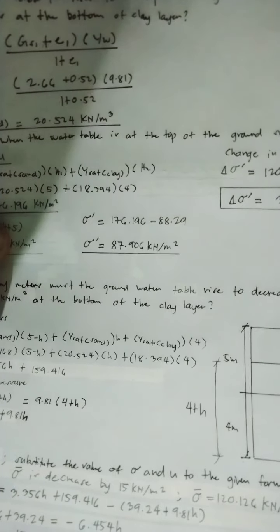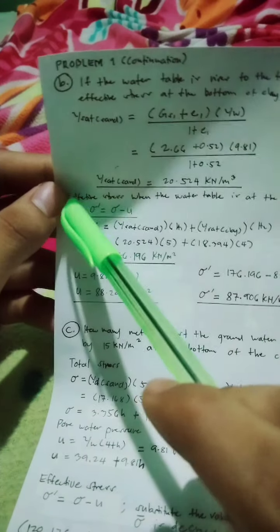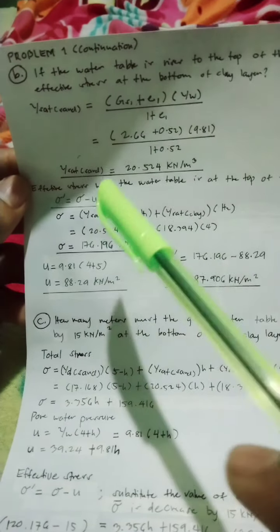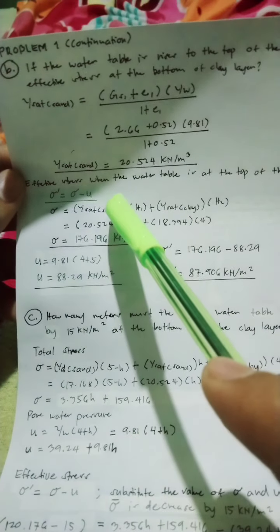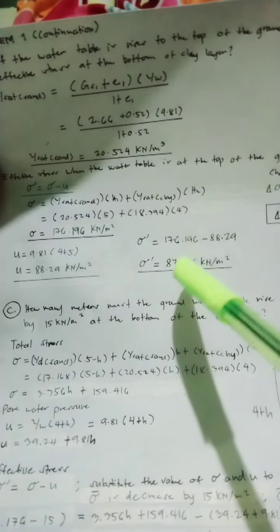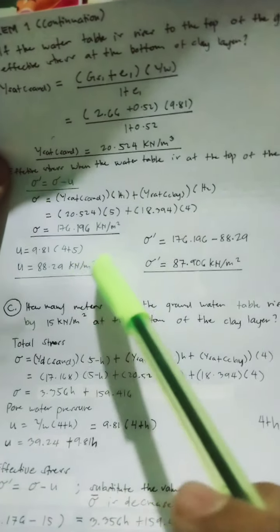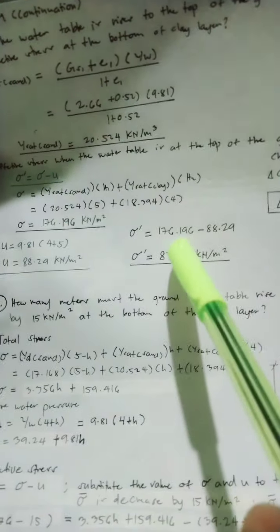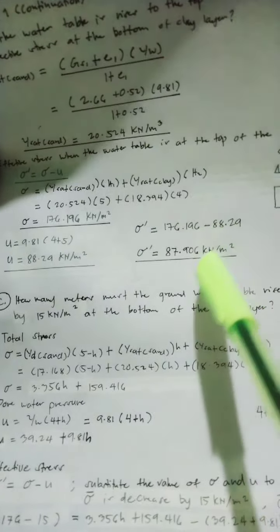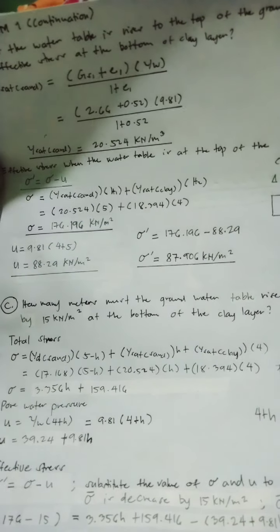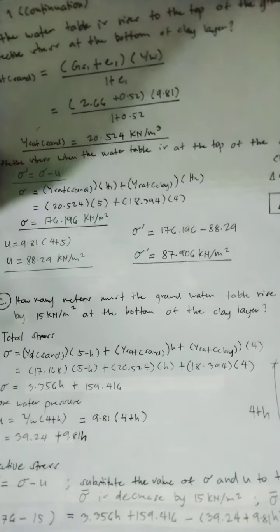And then let us come back to the formula. In order to get the effective stress, the effective stress is equal to the total stress minus the pore water pressure. Then we easily substitute the value we got for the total stress, 176.196, minus the pore water pressure, 88.29. Then we have the effective stress of 87.906 kilonewton per meter squared.